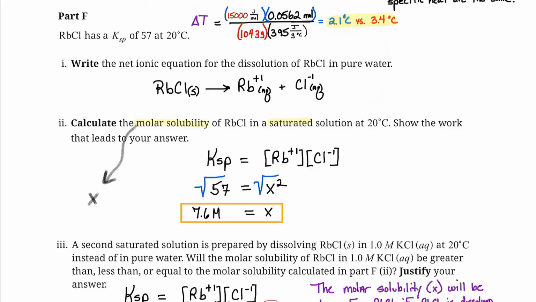equilibrium ICE table to understand that this is going to be X squared equals 57, and then square root both sides right away. Now if there was a coefficient of 2 here, which there's not, this would be 2 squared, that'd be 4X cubed that you'd be solving for. So we're kind of jumping the gun here, but obviously every one of these rubidium chlorides becomes one of these and one of these, so this becomes X and X.